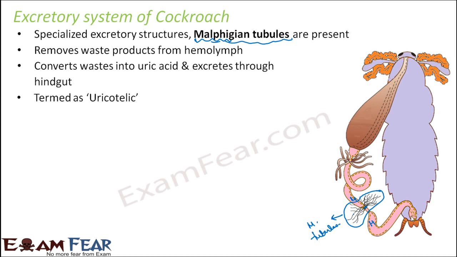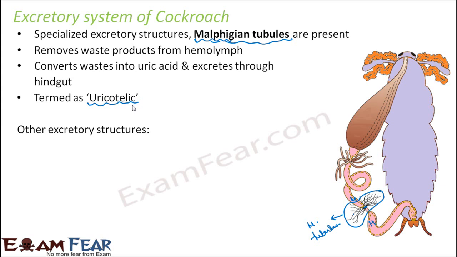It is termed as uricotelic. Why is the cockroach called uricotelic? Because they can convert the waste products into uric acid. So because of that it is called uricotelic. Now they also have uricose glands which can synthesize uric acid, present near the mushroom gland in the male reproductive system.